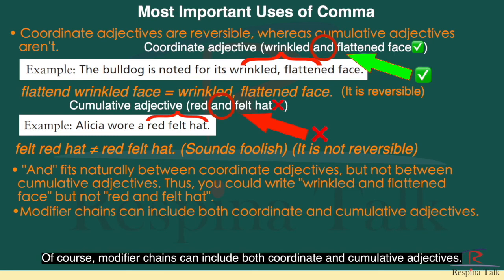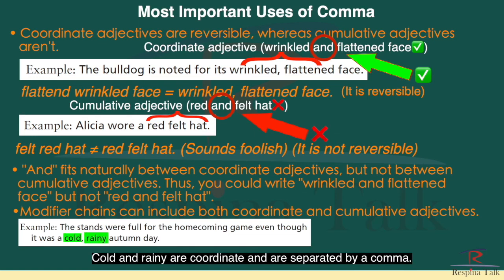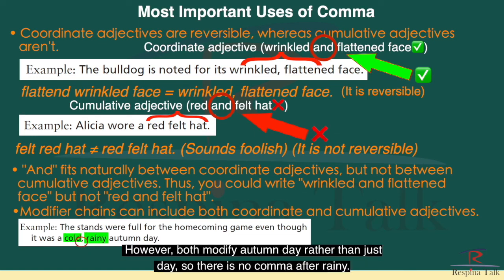Of course, modifier chains can include both coordinate and cumulative adjectives. For example, "The stands were full for the homecoming game, even though it was a cold, rainy autumn day." Cold and rainy are coordinates and are separated by a comma. However, both modify "autumn day" rather than just "day." So there is no comma after "rainy."